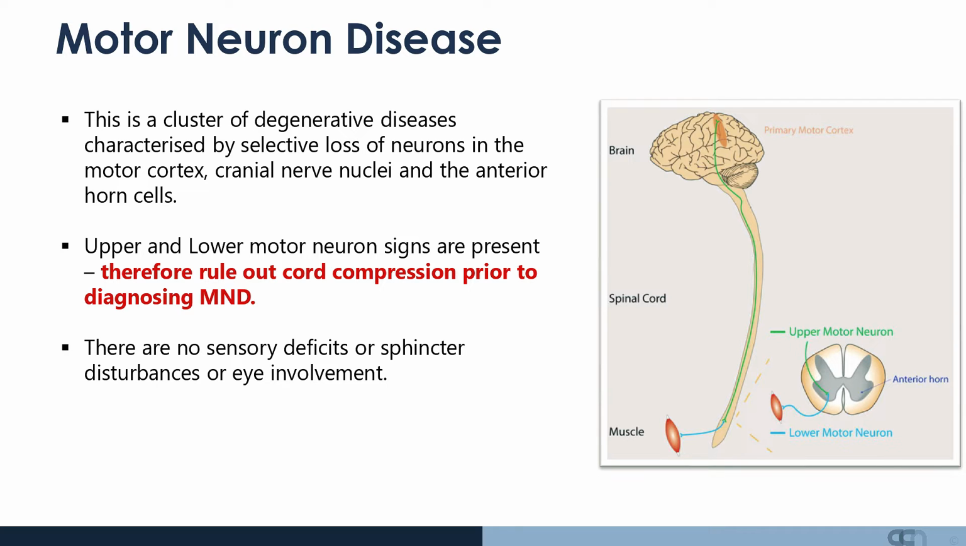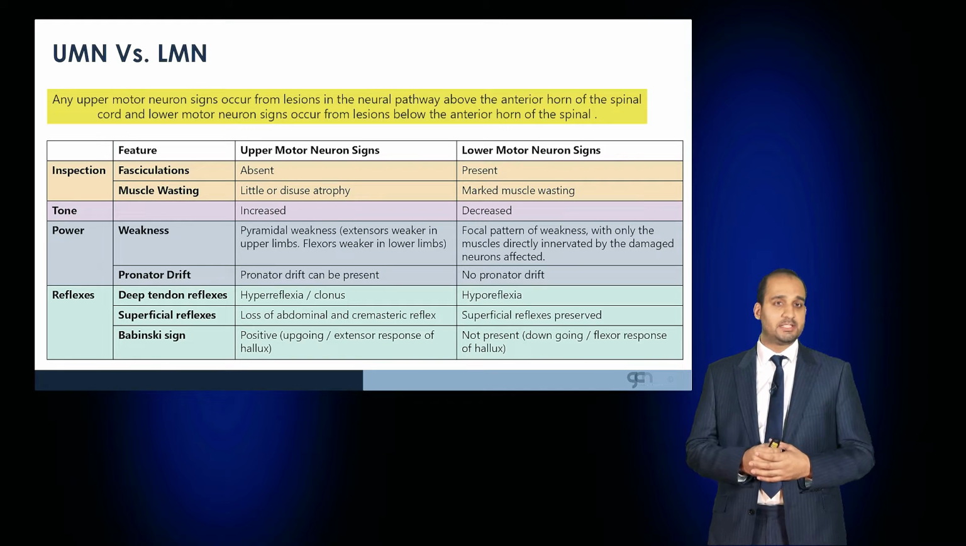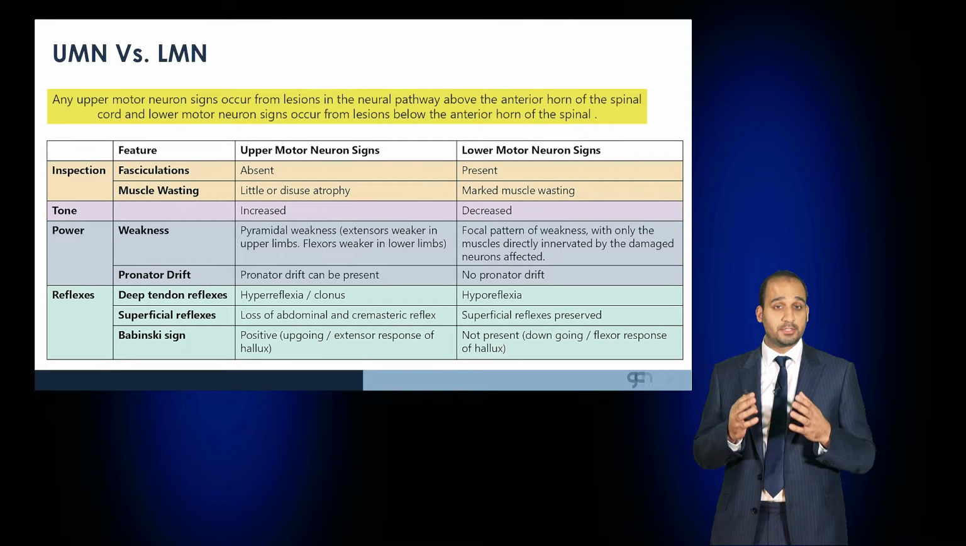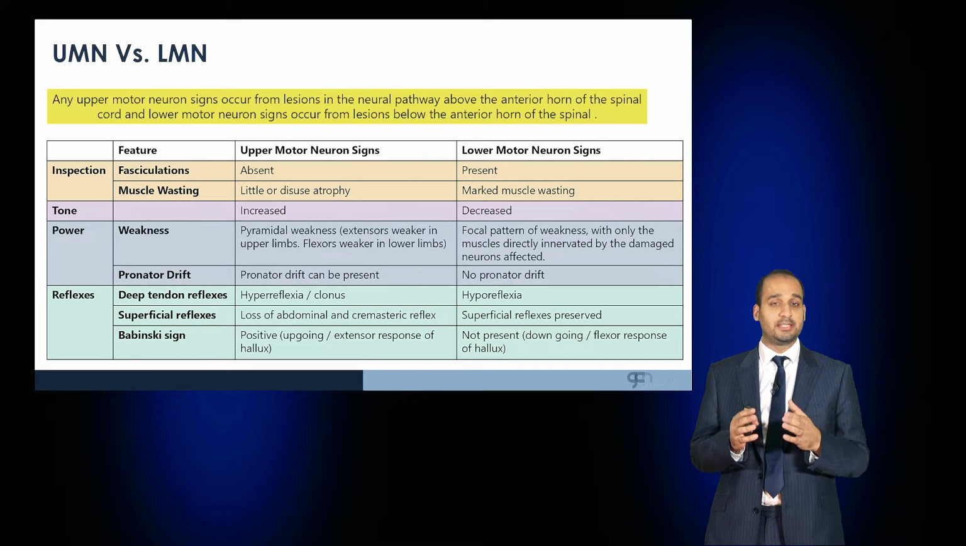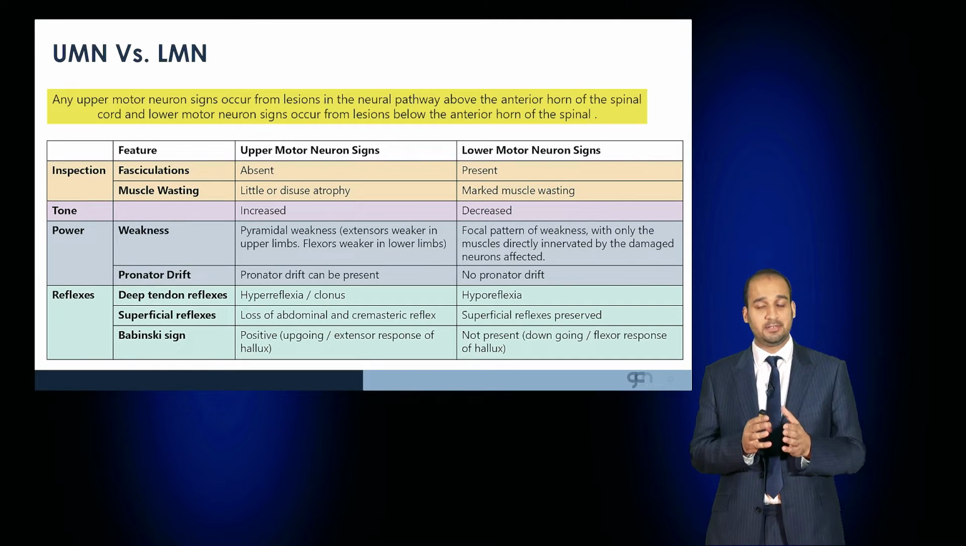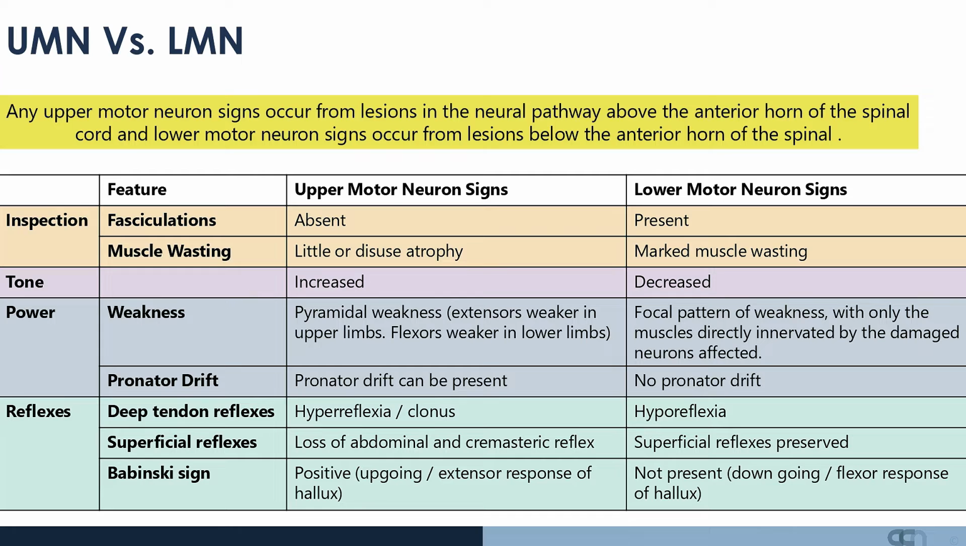Upper and lower motor neuron signs can be present, and therefore it's important to rule out cord compression prior to diagnosing motor neuron disease, and any patient presenting with both upper and lower motor neuron signs will require neuroimaging of the brain and spine. Remember, the key difference between upper motor neuron lesions and lower motor neuron lesions is that upper motor neuron signs occur from lesions proximal to the anterior horn of the spinal cord, and lower motor neuron signs manifest from lesions from the anterior horn of the spinal cord all the way through to the motor end plate and the muscles.